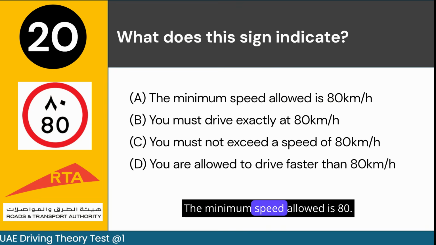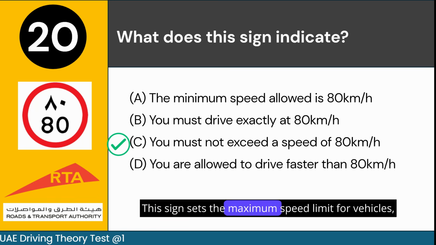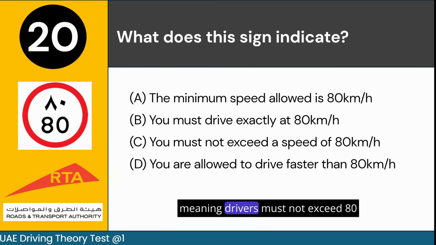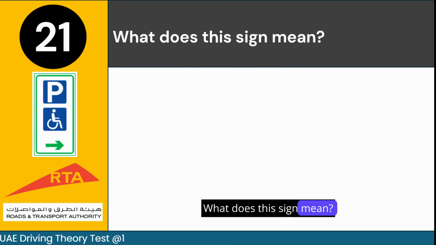A. The minimum speed allowed is 80 km per hour. B. You must drive exactly at 80 km per hour. C. You must not exceed a speed of 80 km per hour. D. You are allowed to drive faster than 80 km per hour. Answer: C. This sign sets the maximum speed limit for vehicles, meaning drivers must not exceed 80 km per hour for safety and compliance with road regulations. What does this sign mean?